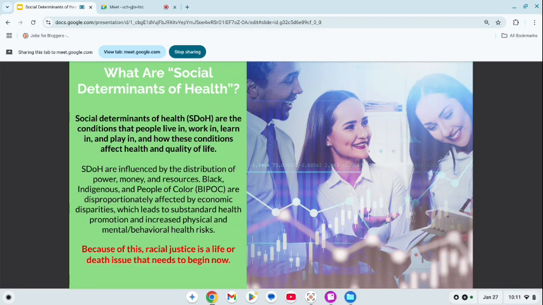Black, Indigenous, and people of color, i.e., BIPOC, are disproportionately affected by economic disparities, which leads to substandard health promotion and increased physical and mental behavioral health risks. Because of this, racial justice is a life or death issue that needs to begin now.